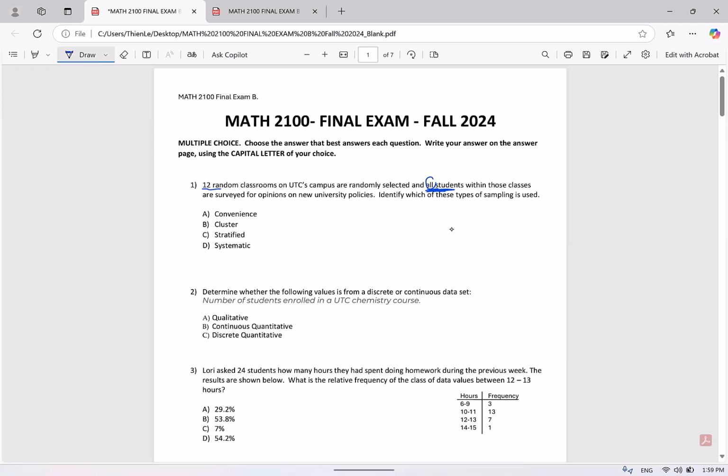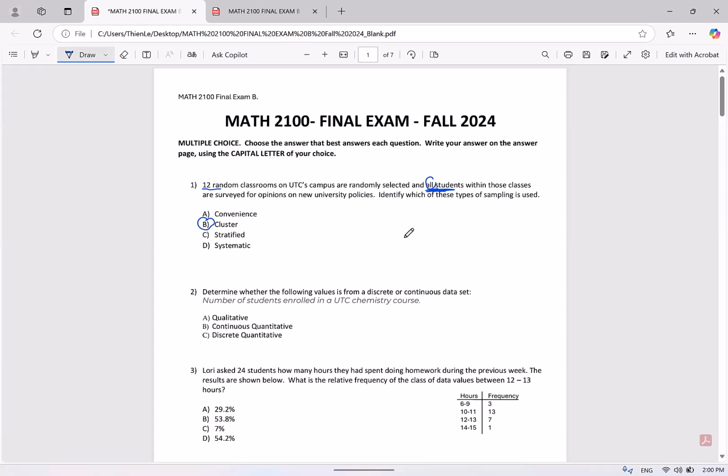So basically, it shouldn't be convenience. It shouldn't be stratified. So B will be a good choice because it is a cluster sample. Basically, you just choose some places and then you survey the whole block. So here it will be a cluster, which is B. You can look at chapter 1 to review different kinds of sampling mechanisms. So this belongs to the cluster sampling class.